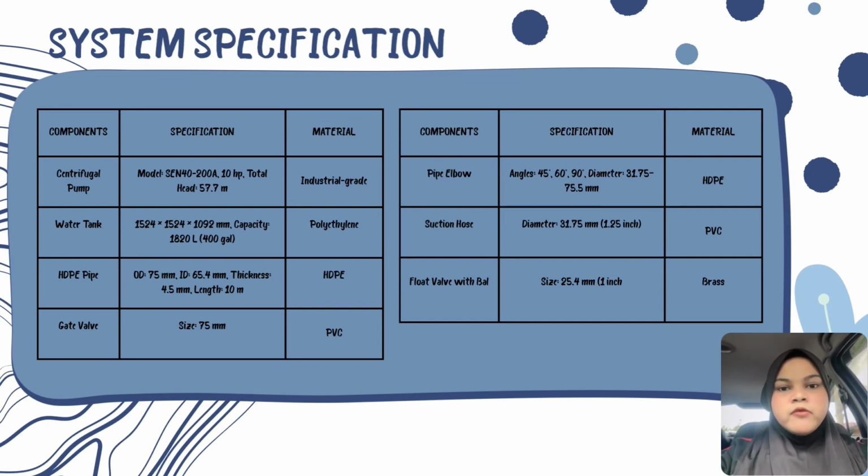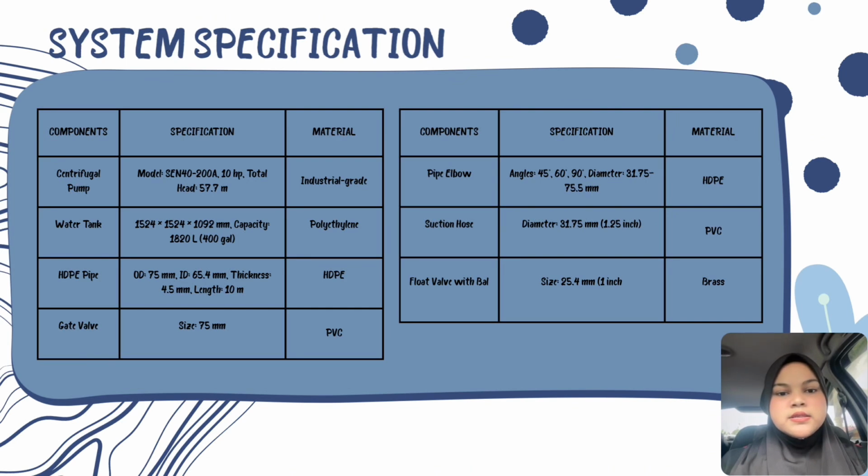They are made from HDPE and come in angles of 45, 60 and 90 degrees with a diameter range from 31.75 to 75.5 millimeters. And the suction hose made from flexible PVC has a diameter of 31.75 millimeters or 1.25 inches. It connects the pump to the lake and allows easy water intake with minimal installation effort.